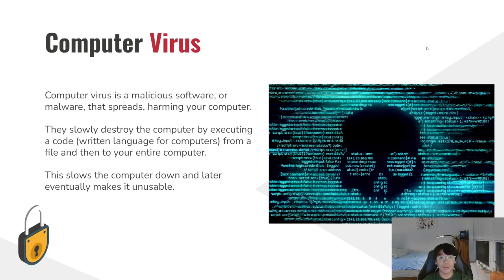Now first, talking about computer viruses. A computer virus is a malicious software, or so-called malware, that spreads, harming your computer. They slowly destroy the computer by executing a code, which is a written language for computers. And we will talk about code in our future lectures, so be excited for that. They slowly destroy the computer by executing a code from a file and then spreading to your entire computer, and then later to your entire network. So this slows the computer down and later eventually makes it unusable.